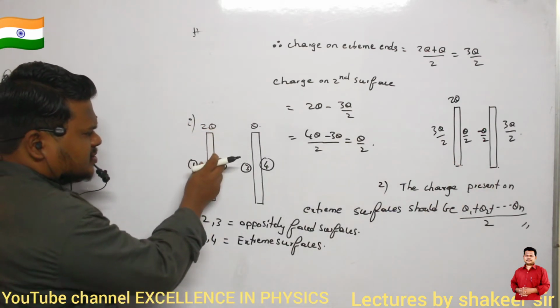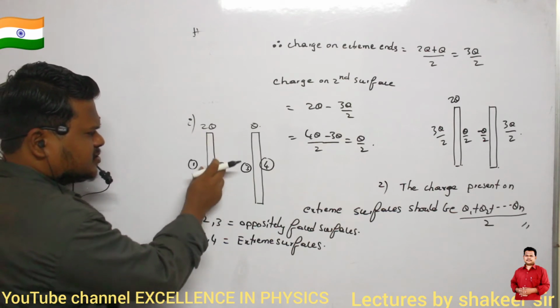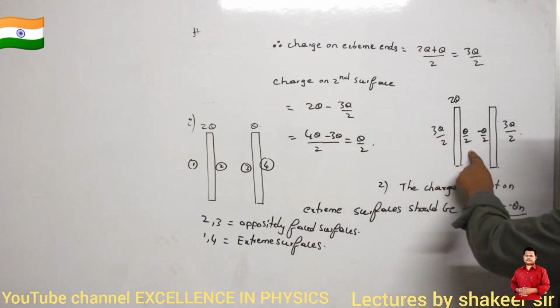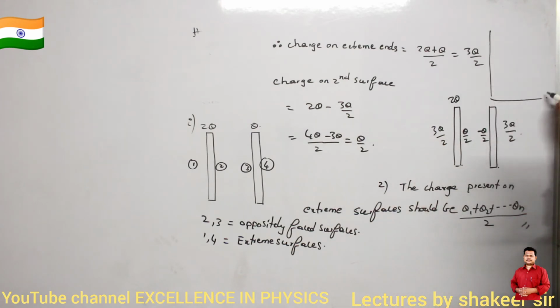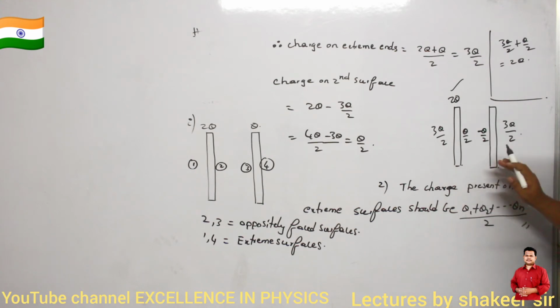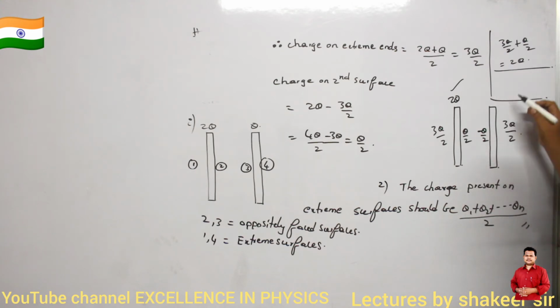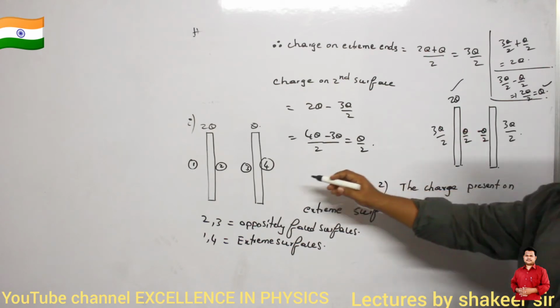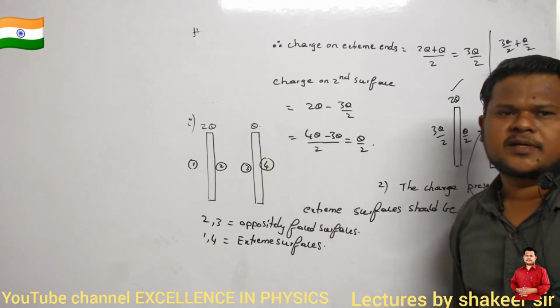So the total charge present on the first plate is how much? 2Q. So add both of them: 3Q by 2 plus Q by 2. How much? 2Q. Satisfied, no? First one is satisfied. Now you see the second one. Add both of them: 3Q by 2 minus Q by 2. So how much? 2Q by 2, which is Q. So this is also satisfied, no? The charge present on the second plate is also satisfied.